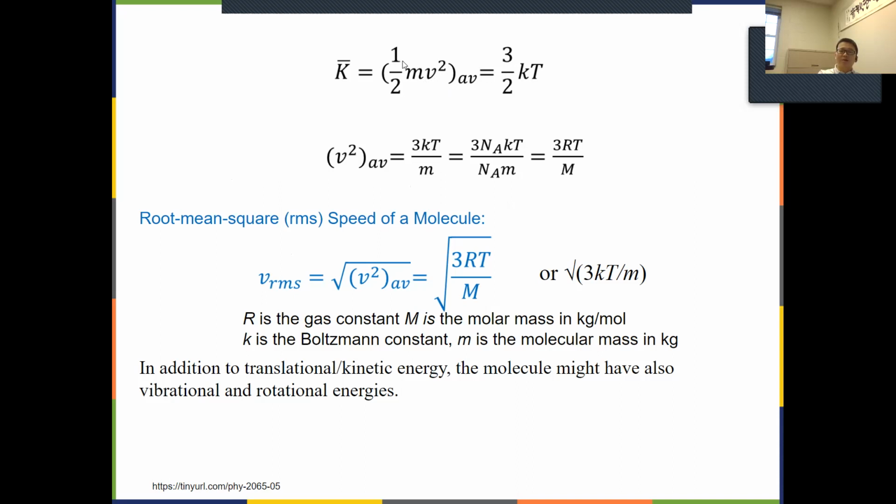So you divide both sides by 1/2 times m. Then v squared average equals, we cancel the half down here, 3 times kT over m. So v squared average is 3kT over m.